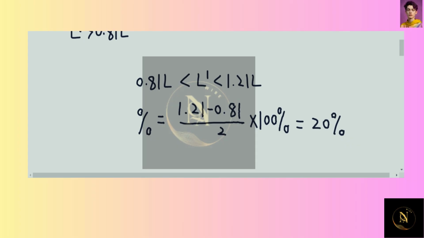So therefore, the length of the rod should be adjusted by 20% in order to provide this kind of flexibility in the period. Okay? And this is my answer for this question.